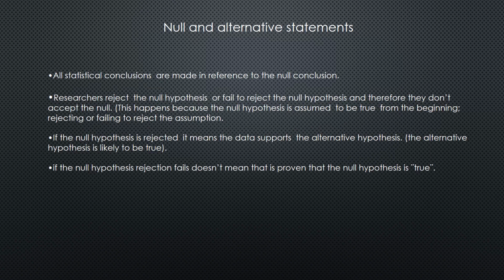Null and alternative statements. All statistical conclusions are made in reference to the null hypothesis. Researchers reject the null hypothesis or fail to reject the null hypothesis, and therefore they don't accept the null. This happens because the null hypothesis is assumed to be true from the beginning, rejecting or failing to reject the assumption. If the null hypothesis is rejected, it means the data supports the alternative hypothesis. The alternative hypothesis is likely to be true.